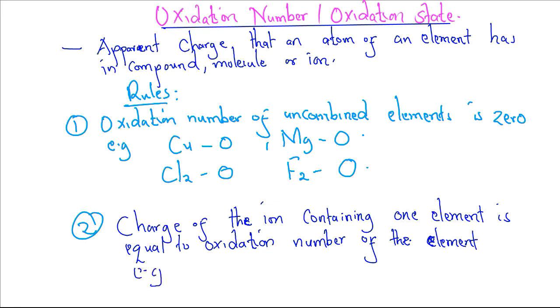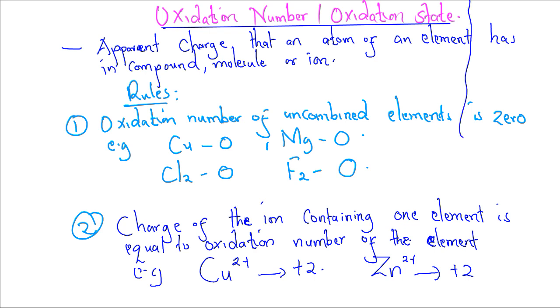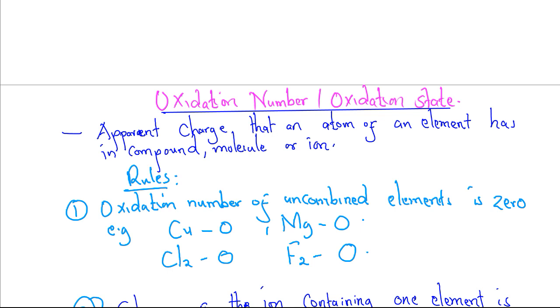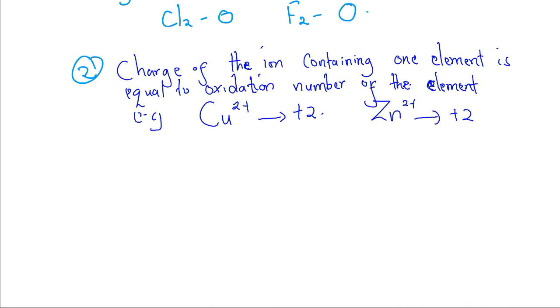E.g., if you have copper 2 ions, oxidation number is +2. If you have zinc ion, oxidation number is +2. If you have, for instance, chloride ion, fluoride ion, oxidation number is -1.